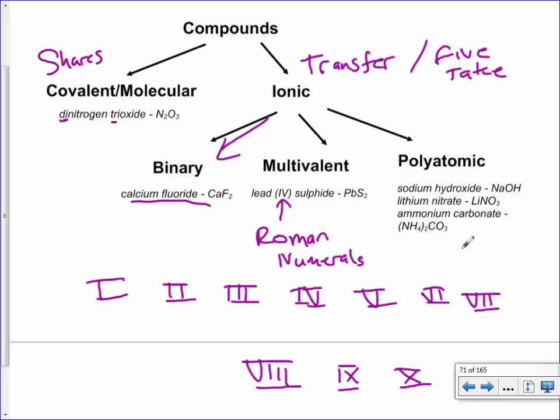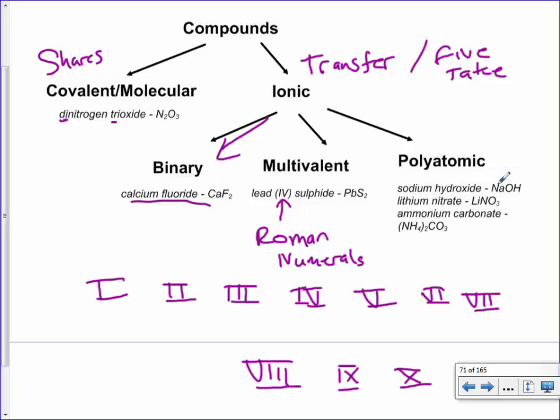The other naming system I need to talk to you guys about today is something called a polyatomic. Atomic, atoms. Poly, more than one, many. Many is probably a good way of putting it here. I'm going to show you guys some compounds where, you know how binary means 2, just calcium and just fluorine. Well, we're going to have some compounds where there's more than 2 things there.